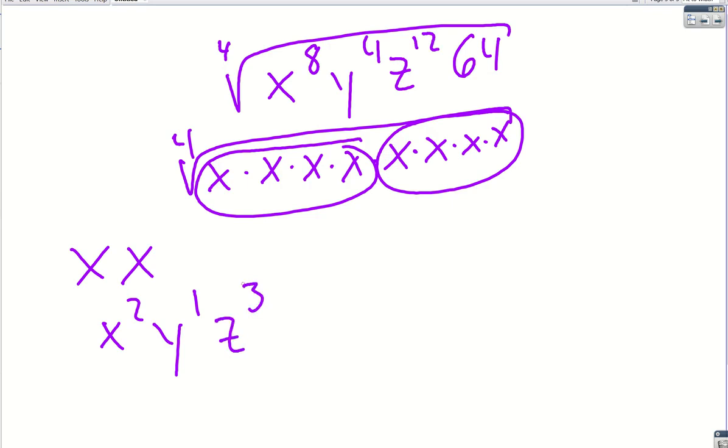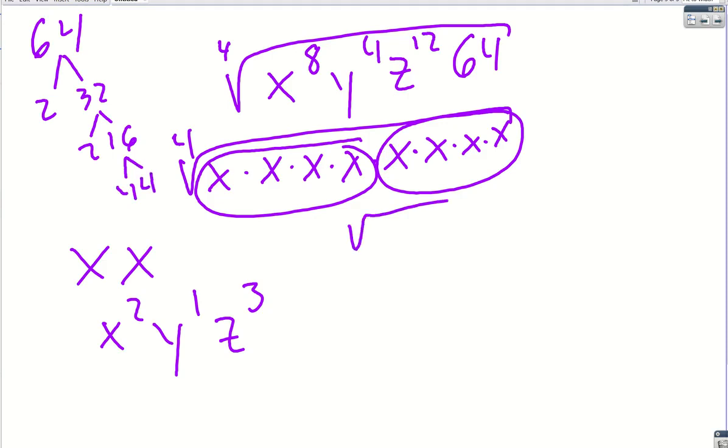And then let's do 64 again. So that was, one more time, I'm going to do 2 and 32, 2 and 16, and I'm going to do 4 and 4, and I'll show you why that's a quick shortcut in a second. So I have 2 times 2 to the 4th, sorry, times 2 times 2 times 2 times 2, because that's my 4s right there, boom.